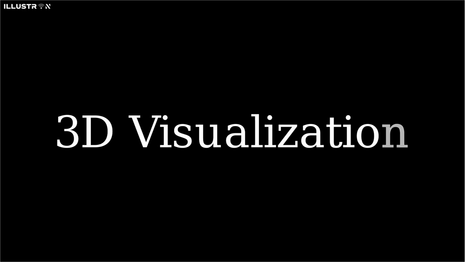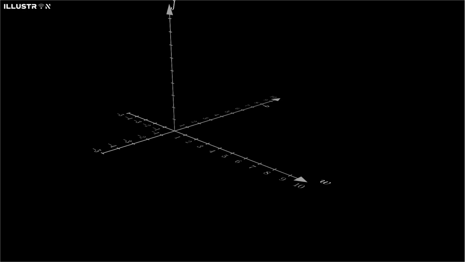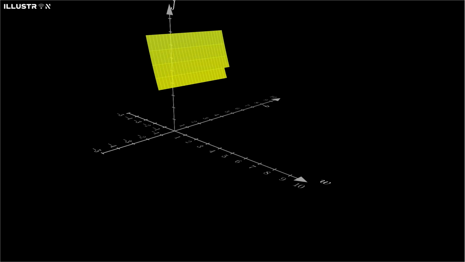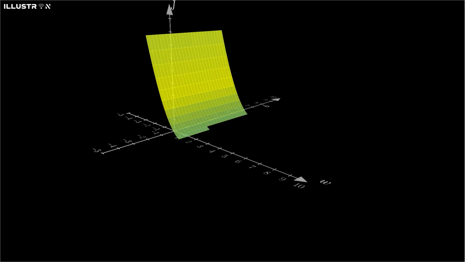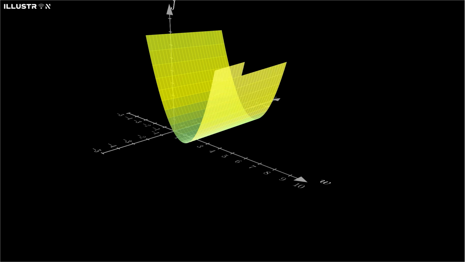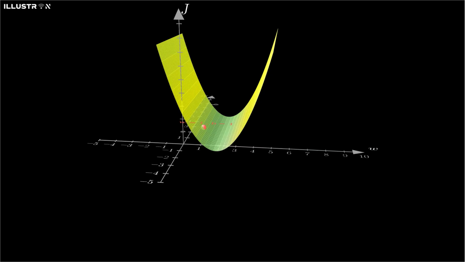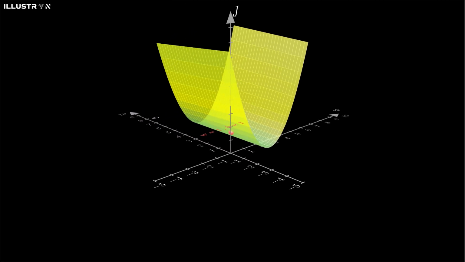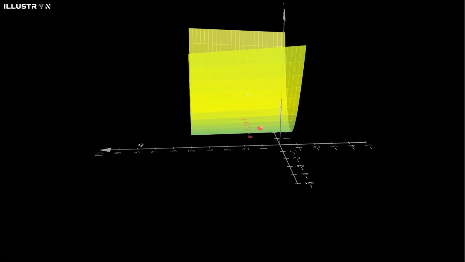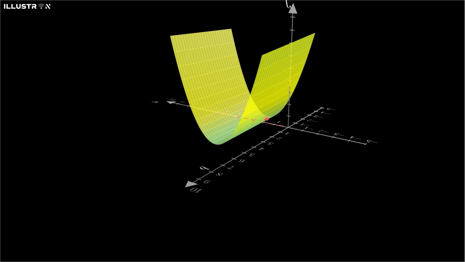Now, let's visualize the gradient descent process in 3D. Here, we have a 3D plot where the x-axis represents the weight, W. The y-axis represents the bias, B. And the z-axis represents the cost function, J. The surface you see is the cost function. Our goal is to find the lowest point on this surface, which corresponds to the optimal values of W and B. We start at a specific point on the surface, which represents our initial guess for W and B. In our case, W equals 1 and B equals 1.